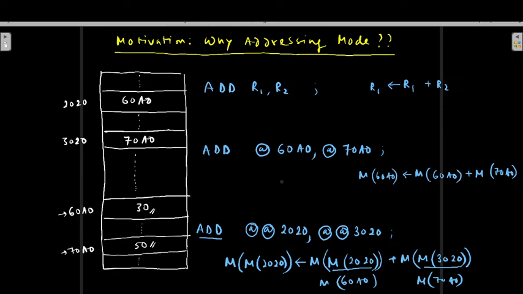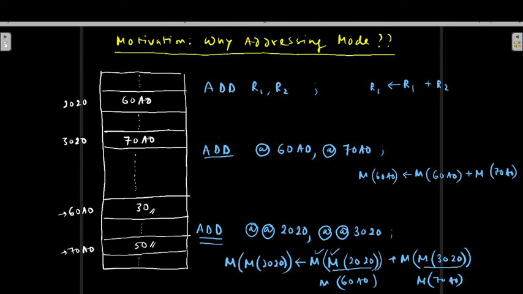So more or less this instruction and this instruction are the same, but in the first case we have to access the memory one time to access the operand, but in the second case we have to access the memory two times to access the actual operands, which are 30 and 50.